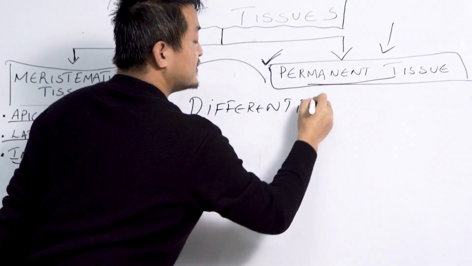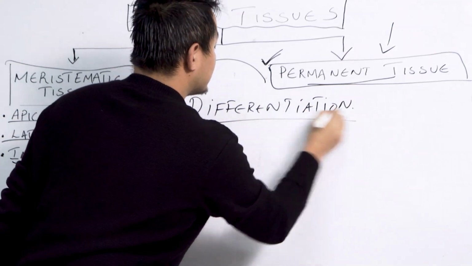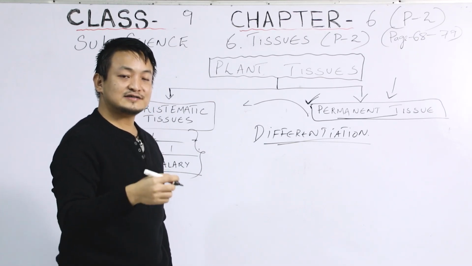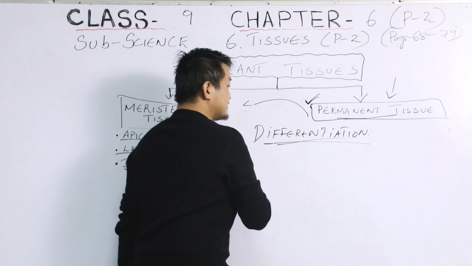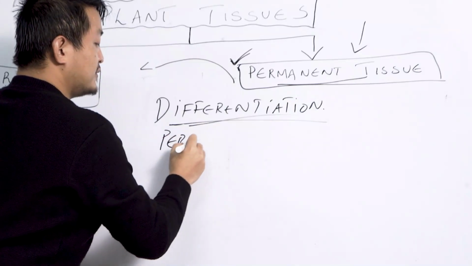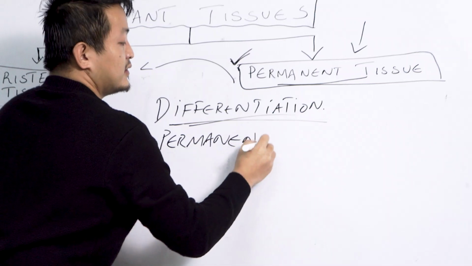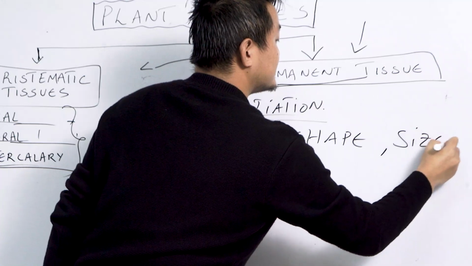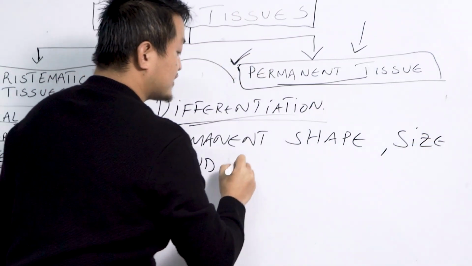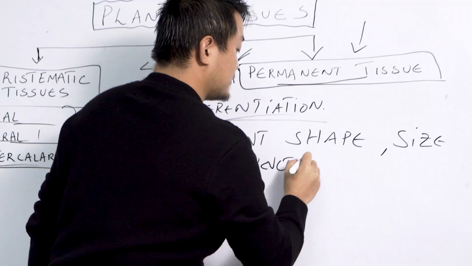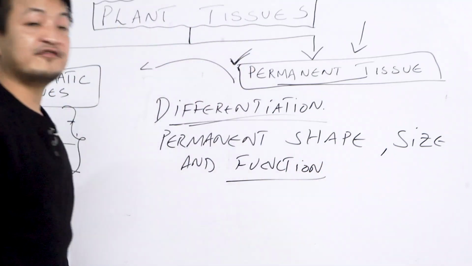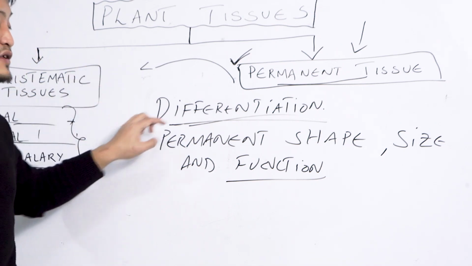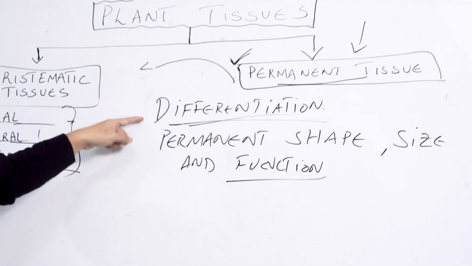Differentiation is the process of taking up a permanent shape, size, and function. Okay, this is the definition: the process of taking up a permanent shape, size, and function is known as differentiation.